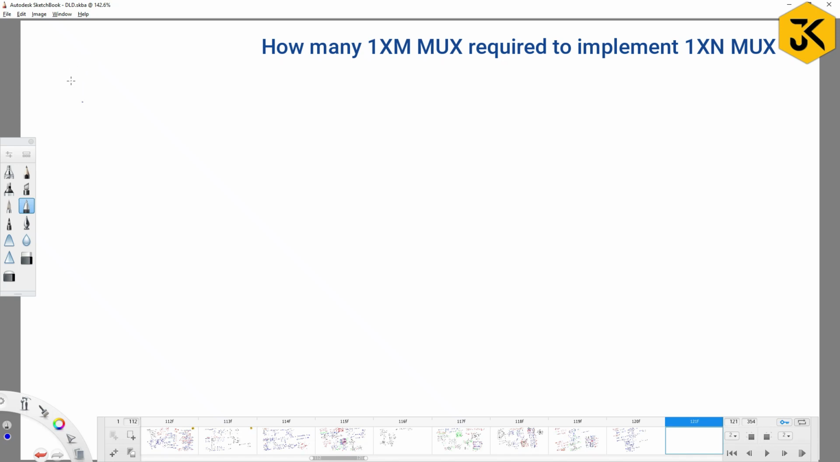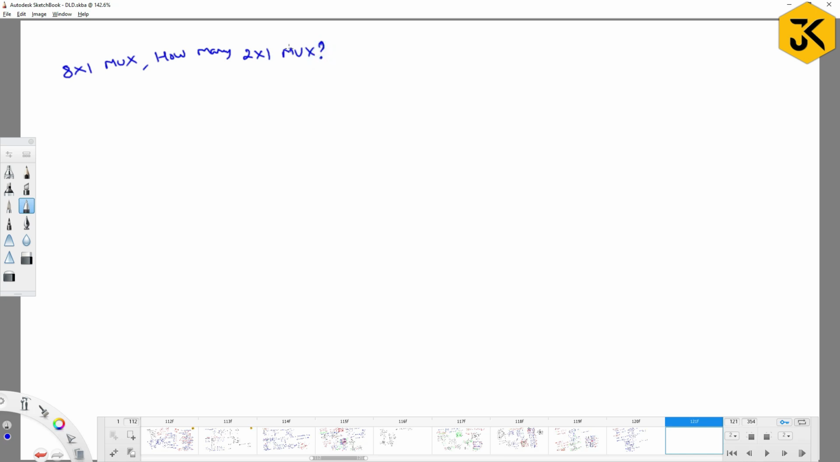If I am going to have an 8 by 1 multiplexer circuit, how many 2 by 1 multiplexer circuits are required instead of using an 8 by 1 MUX? I hope you understood, right?